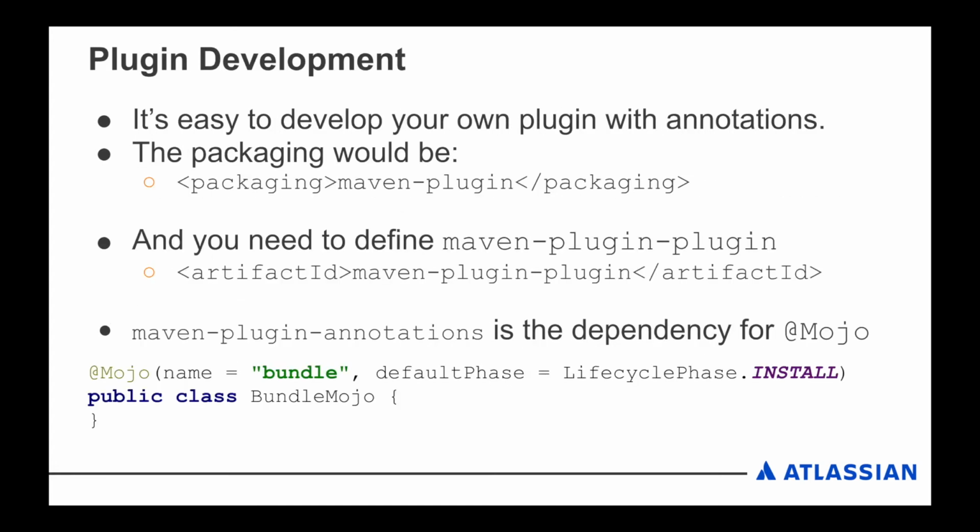Maven provides the infrastructure for creating your own plugin with annotations. First, you need to create a Maven project with packaging type maven-plugin, and then you need to add the Maven plugin which creates the plugin.xml. Then you can define your modules with the mojo annotation which resides under maven-plugin-annotations. And in the slides you can see the example of a bundle module.